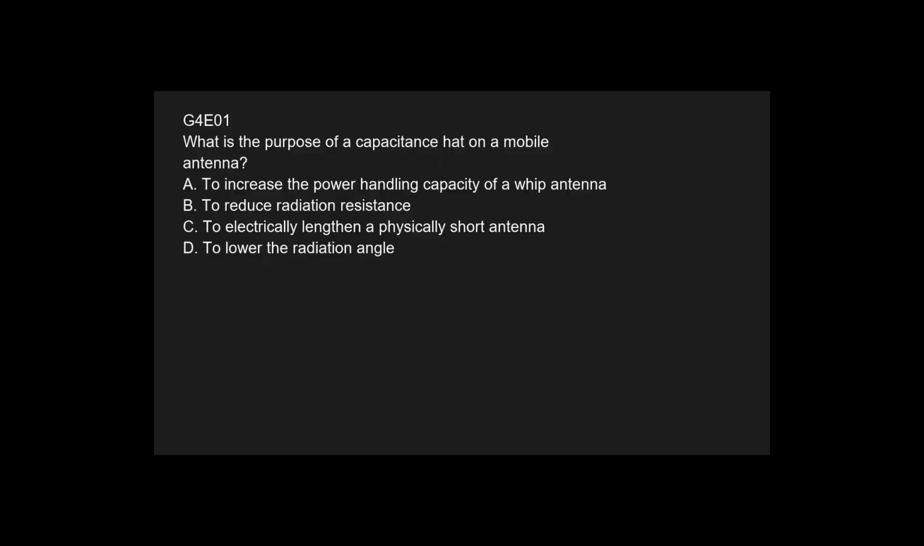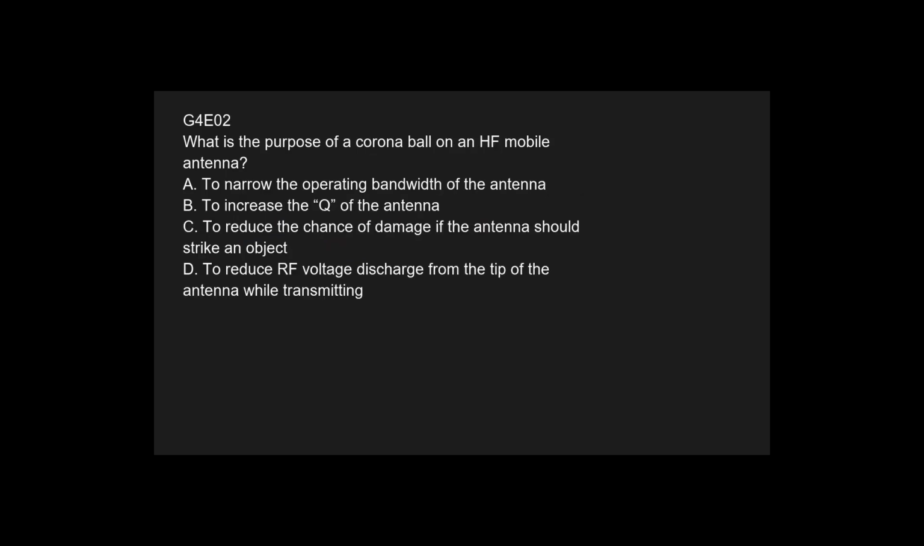Section G4E. Mobile and portable HF stations, alternative energy source operation. Question: what is the purpose of a capacitance hat on a mobile antenna? The correct answer is C. To electrically lengthen a physically short antenna. Question: what is the purpose of a corona ball on an HF mobile antenna? The correct answer is D. To reduce RF voltage discharge from the tip of the antenna while transmitting.